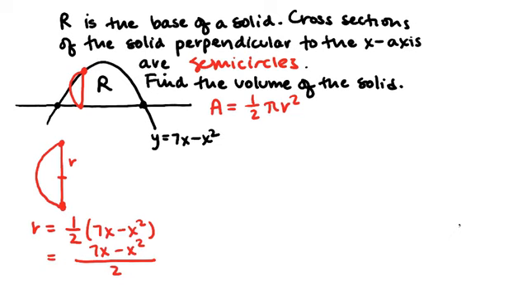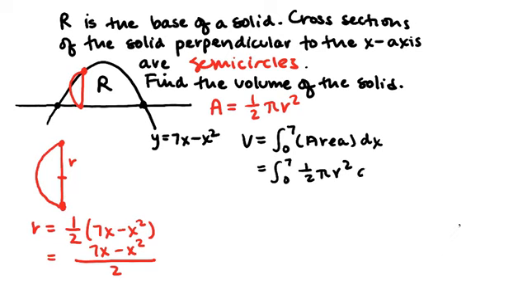And I know that when I see cross sections perpendicular to whatever axis, volume equals the integral of area. Still going perpendicular to the x-axis. I will give you a couple of examples perpendicular to the y-axis. And x is running from 0 to 7. So this is the integral from 0 to 7 of 1/2 pi r squared dx. I'm going to factor out the 1/2 and the pi and make that a pi over 2 times the integral from 0 to 7, where r is this fraction, 7x minus x squared divided by 2, squared, dx.